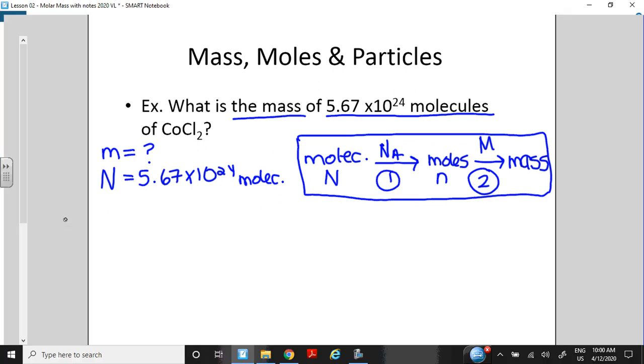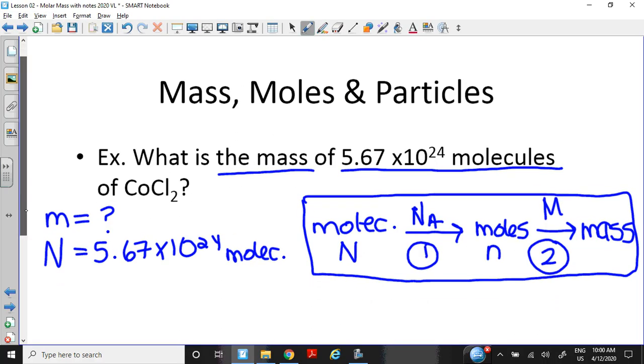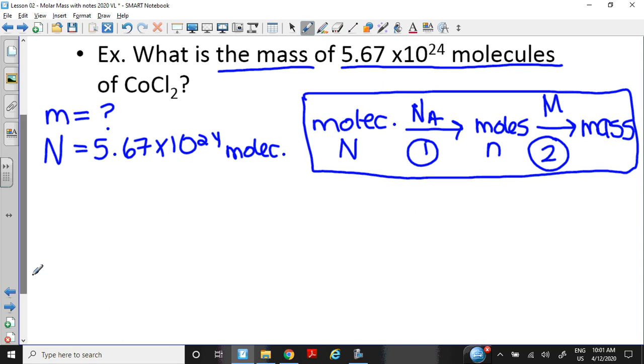So let's go ahead and we're going to try and solve step 1 together. So step 1, we're going to start off with solving for moles. We always start with what we're trying to solve for, and we start with a number that we're given, 5.67 times 10 to the 24.